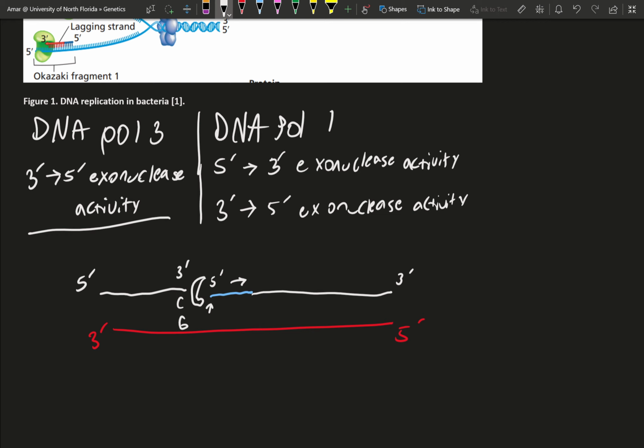So make sure you use these. It can get a little bit confusing remembering which one is which, but just remember DNA polymerase 1 has both of them. DNA polymerase 3 has only the 3' to 5'. And if you get confused, imagine you're the DNA polymerase, and you would use these notations to figure out what you're actually removing during the proofreading function. Okay, that is it for that.